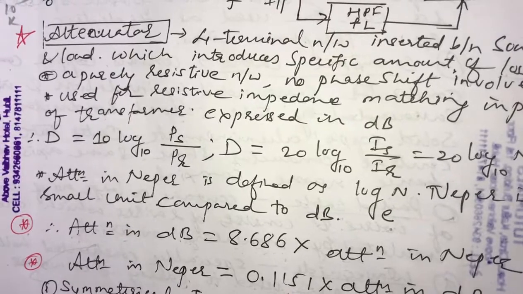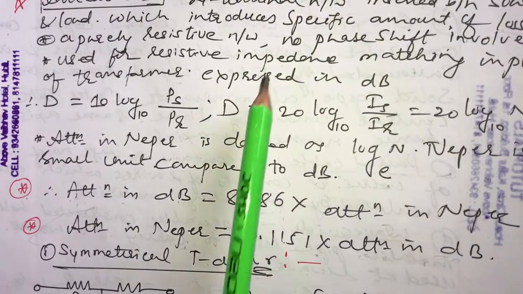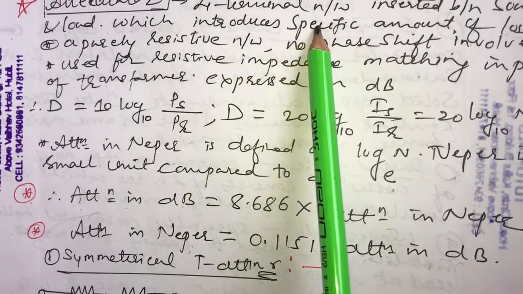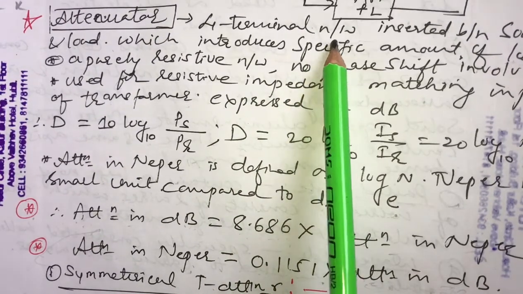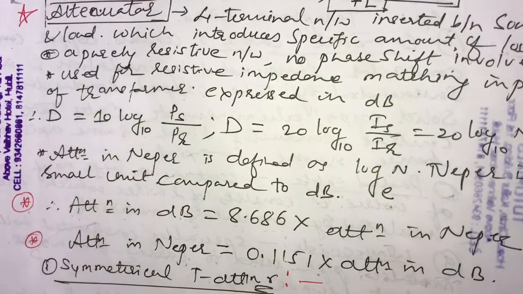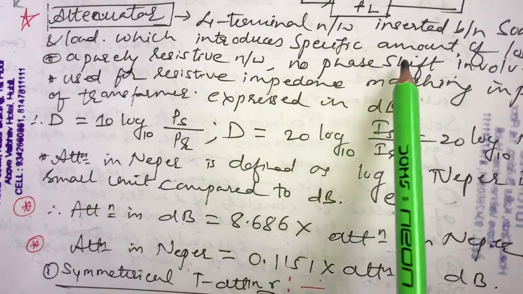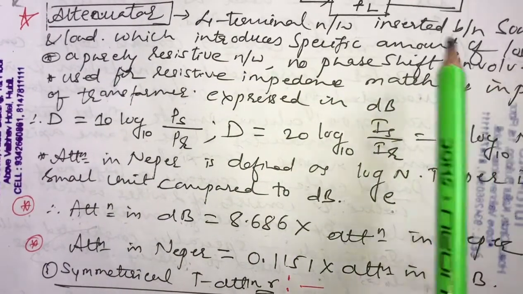Friends, the next topic we will continue with is the attenuator. So what is an attenuator? As we know, it's a 4-terminal network which is inserted between the source and load. Mainly it is going to introduce a specific amount of loss in the network.